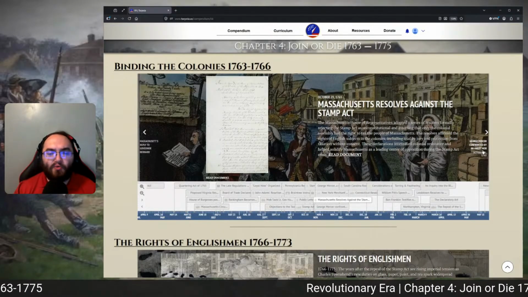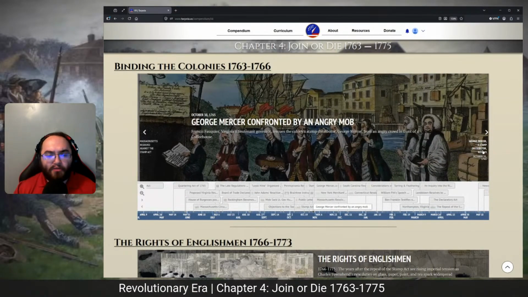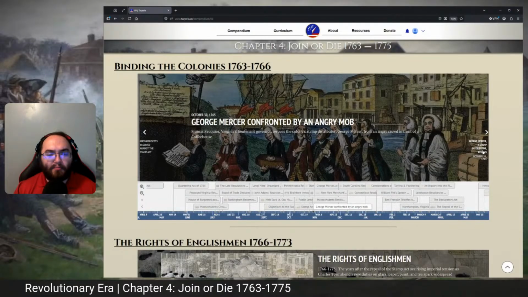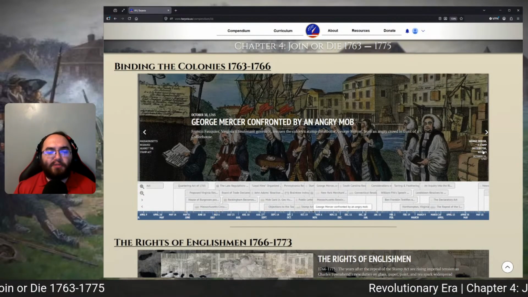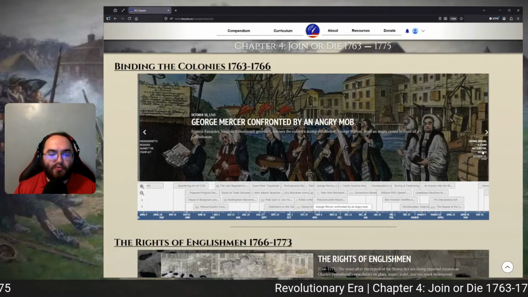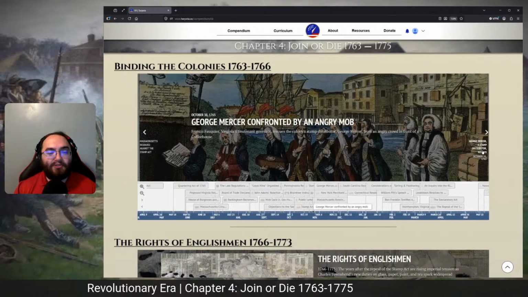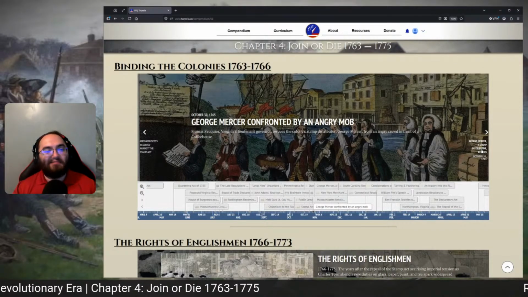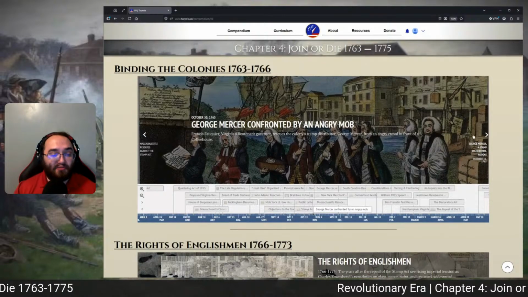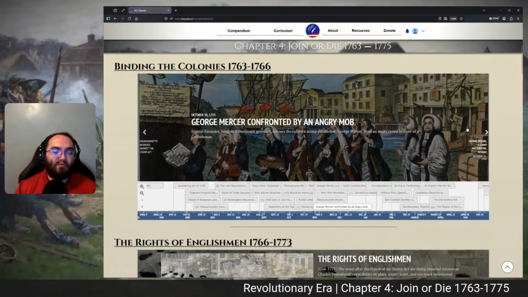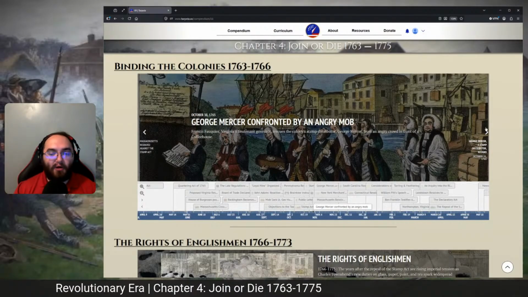Massachusetts will pass its own resolves about the Stamp Act. George Mercer, confronted by an angry mob: Virginia's lieutenant governor rescues the colony's stamp distributor, George Mercer, from an angry crowd in front of a coffee house. So all the protests and violence against tax collectors is not just local to Boston or the colony of Massachusetts. It is widespread among the colonies.